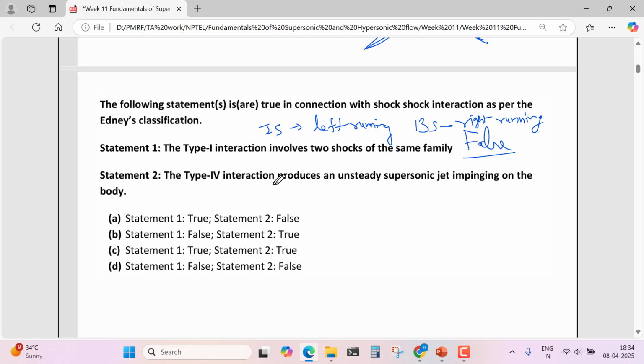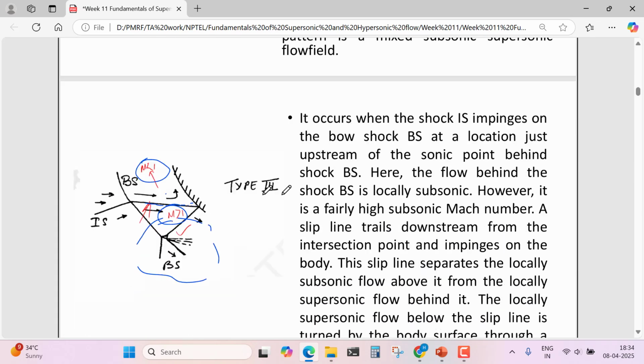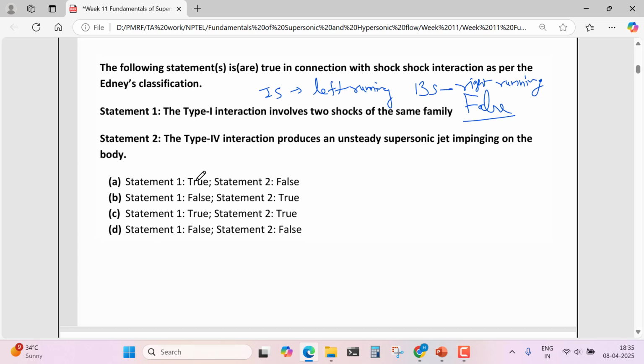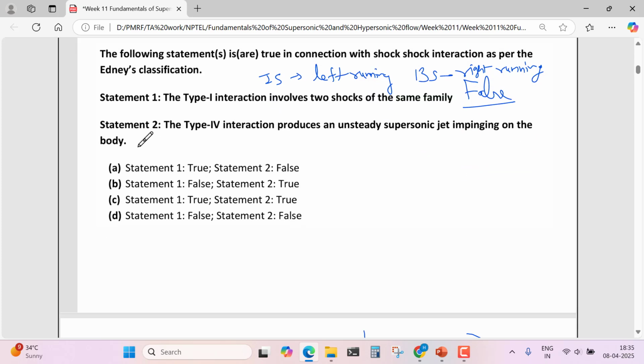Statement 2: type 4 interaction produces an unsteady supersonic jet impinging on the body. This is true. In type 4, we have seen that it produces an unsteady supersonic jet. This jet is supersonic, surrounded by two subsonic regions, and it impinges on the body. So this statement is true. So which option will be correct? It will be option B.